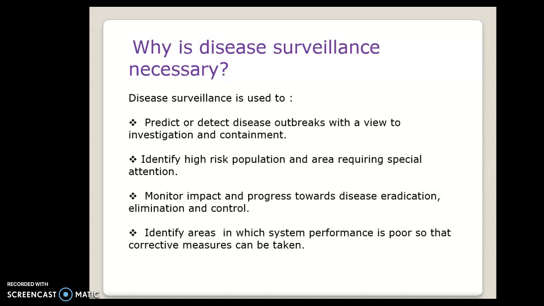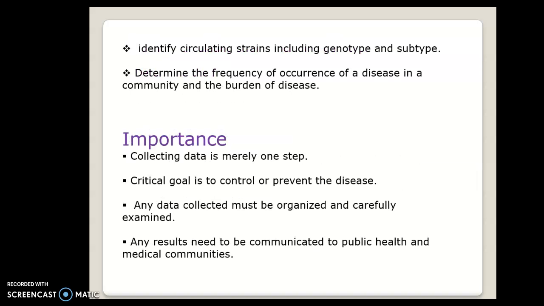Why is disease surveillance necessary? Because it predicts and detects disease outbreaks with a view to investigate and contain them, identifies the high risk population and areas requiring special attention, and monitors impact and progress towards disease eradication, elimination, and control. It identifies the areas in which system performance is poor so that corrective measures can be taken. It also identifies circulating strains including genotype and subtype, and determines the frequency of occurrence of the disease in the community and the burden of the disease.